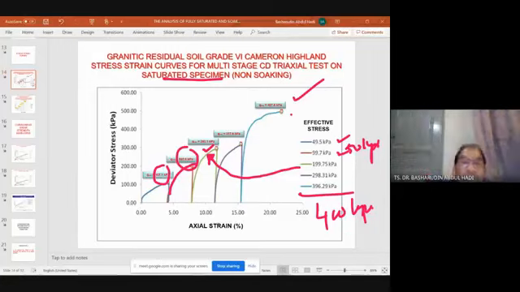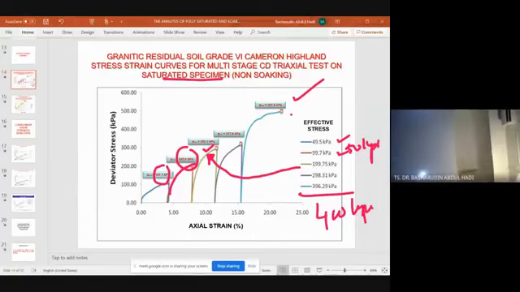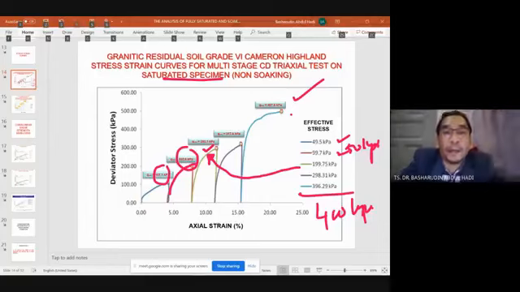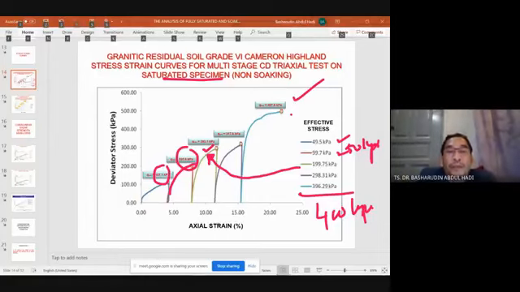And for the axial strain, you can see that it is very correspondent. If you have this value of 50 kPa, QU is 107, so your axial strain is around 4.0%. So this one is the physical property for the fully saturated soil.